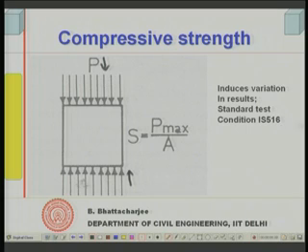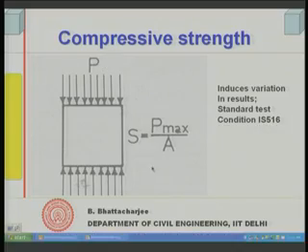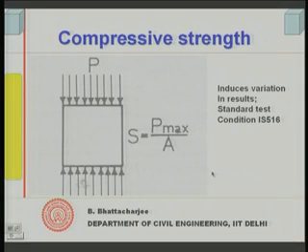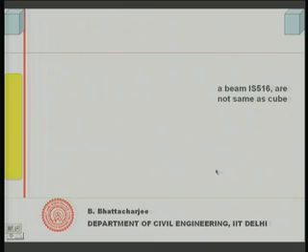So, this is done as far as this variation in results is concerned, and therefore, we have standard test conditions, and that is specified in IS 456. As far as Indian conditions are concerned, the test method is described in IS 516, right. So, test conditions induce variation in results, and standard test conditions are given in IS 516.